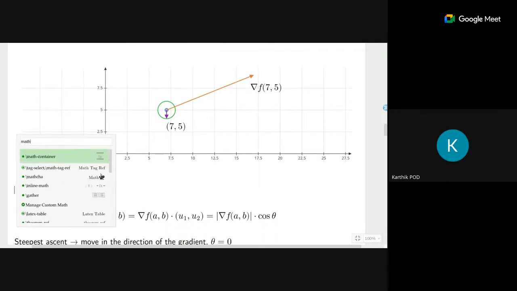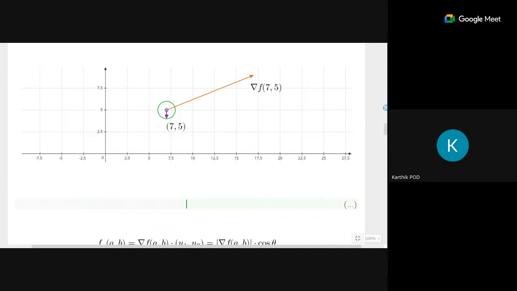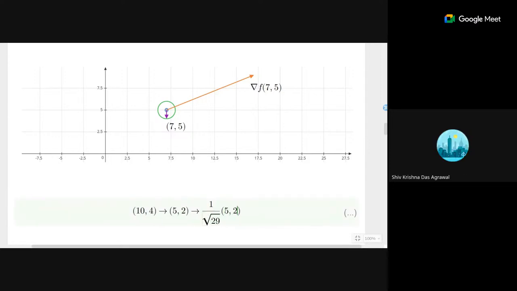So for example, let's do that here. What do we have? The gradient is 10,4, right? Let's simplify this. I'm only interested in the direction. So this is the same as 5,2. I want to find a unit vector, so this is 5,2 divided by root 29. So this is a unit vector in the direction of the gradient.